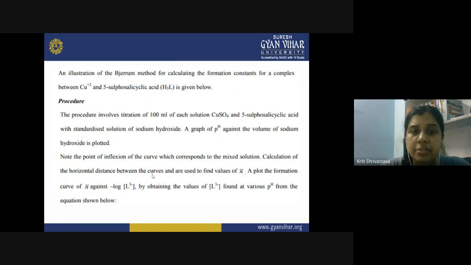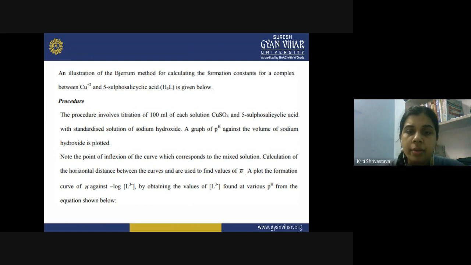Then an illustration of the Jerem method for calculating the formation constant for a complex between copper dipositive and 5-sulfosalicylic acid. 5-sulfosalicylic acid would be the ligand. So this example has been taken to illustrate the Jerem method. Let us see the procedure first. The procedure involves the titration of 100 ml of each of the solutions of copper sulfate and 5-sulfosalicylic acid with a standardized solution of sodium hydroxide.